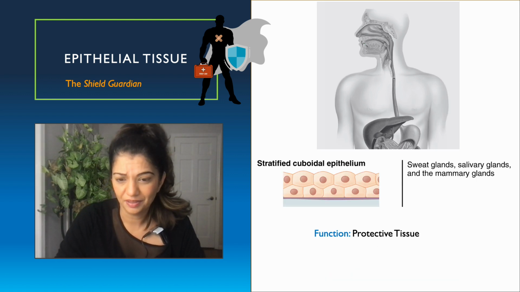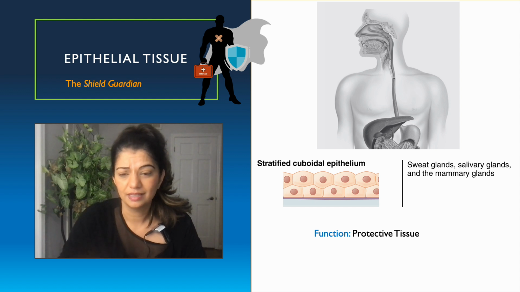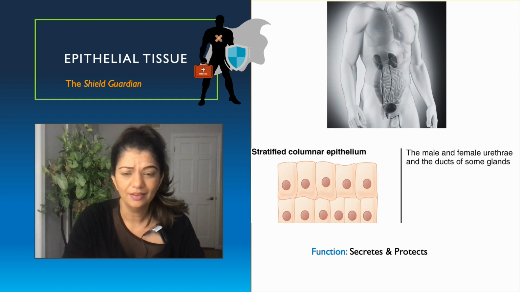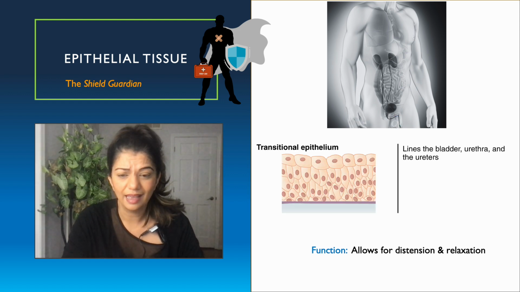Stratified cuboidal epithelium is going to be present in your sweat glands, salivary glands, and mammary glands. And this is also considered protective tissue. Okay, then we've got stratified columnar epithelium, and this is going to be present in the male and female urethra and the ducts of some glands. This again secretes and protects. So epithelia does have a huge protective role, as you can see.